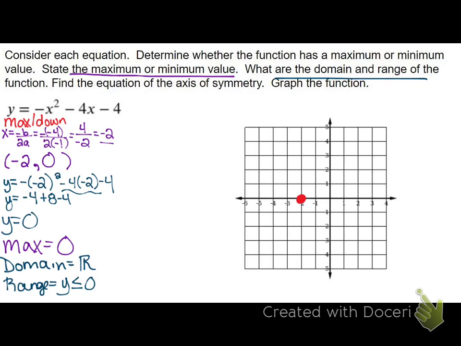I have my vertex, but that's all I have. But I know I can refer to my function and get another point to plot. What else can I use from this function in order to get an ordered pair for another point to plot? What is this number used for? Not x. The y-intercept. So how would I write my y-intercept? 0, -4. Good. So I could go ahead and plot that point.